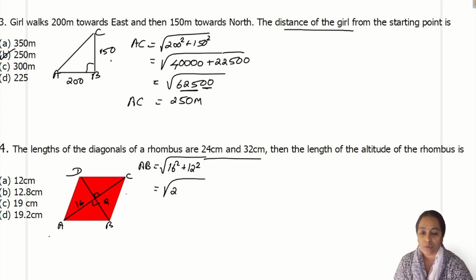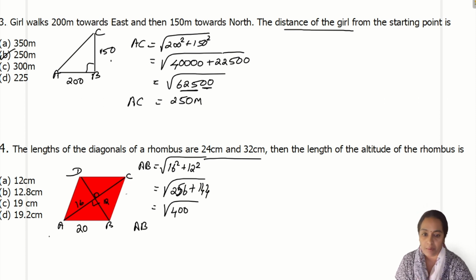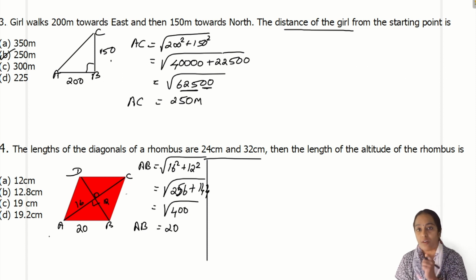So it's going to be 256 plus 144, so the square root of 400. So AB, the side of the rhombus, is going to be 20 centimeters. AB is 20. So now after finding AB, what do we do? I have the formulas for the area of the rhombus.